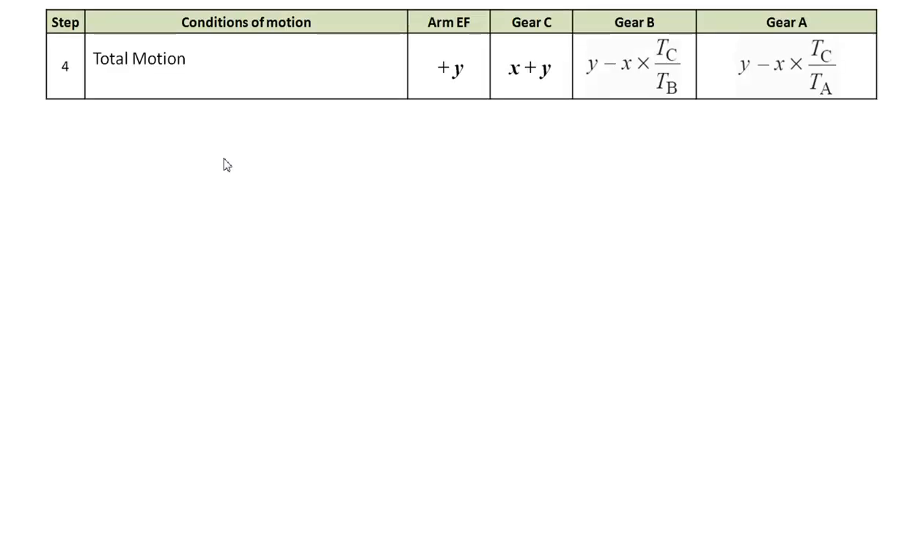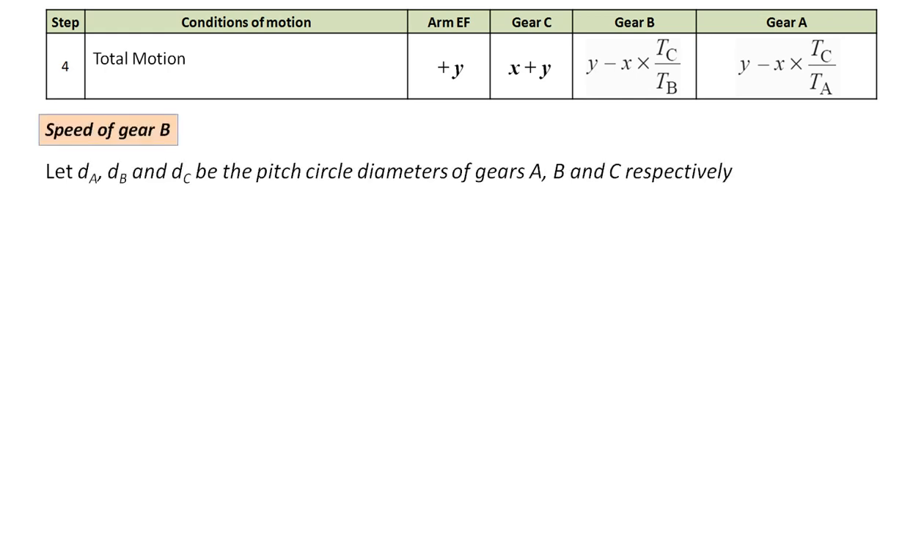The next part is finding the speed of gear B. Again we refer to the fourth row of the table. Now let DA, DB and DC be the pitch circle diameters for the gears A, B and C respectively. So here the number of teeth on gear B is not known to us. Hence, before going directly to the speed, we have to first calculate the number of teeth. As we can see, here we require TB. So we will calculate this TB first and then go to this relation.